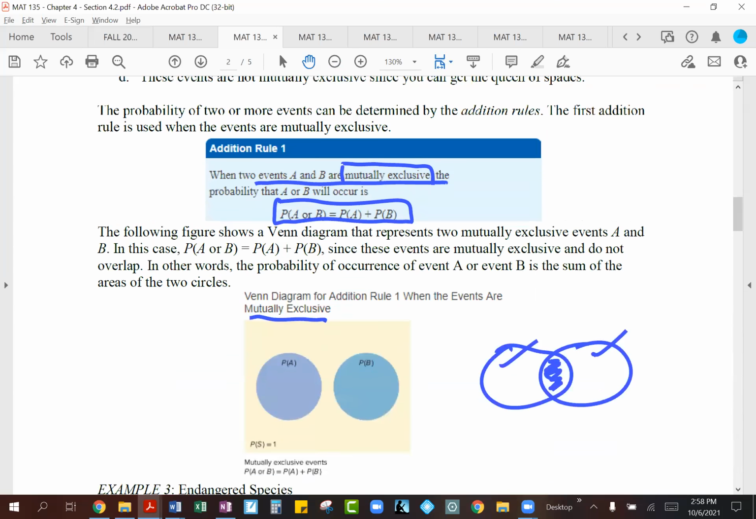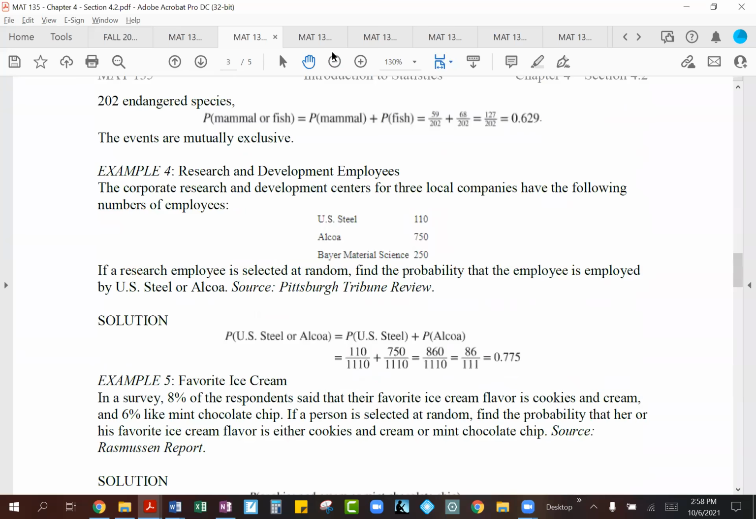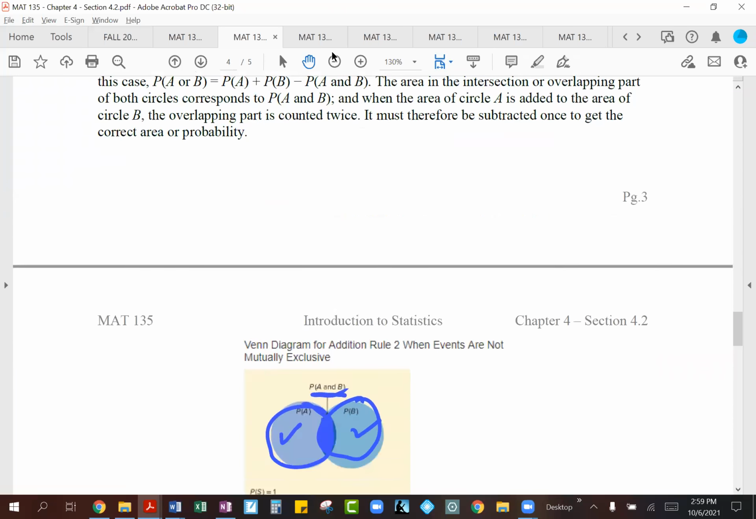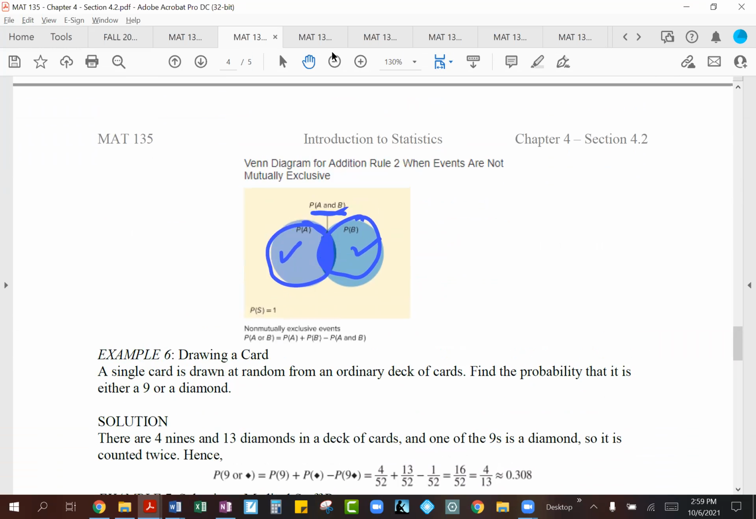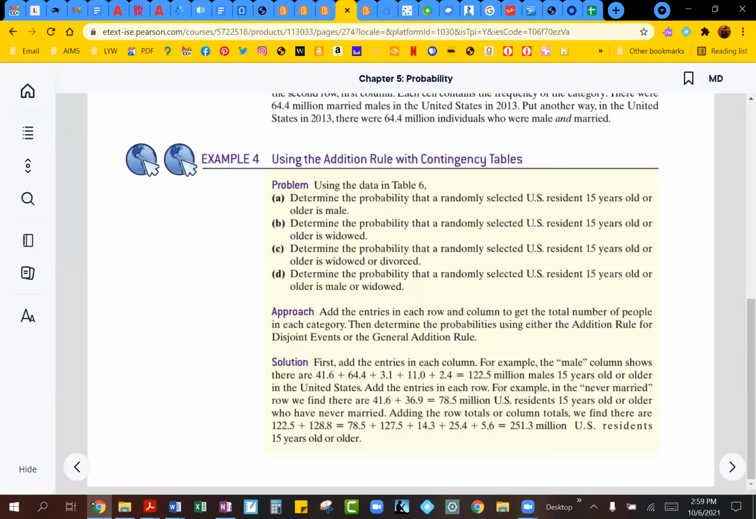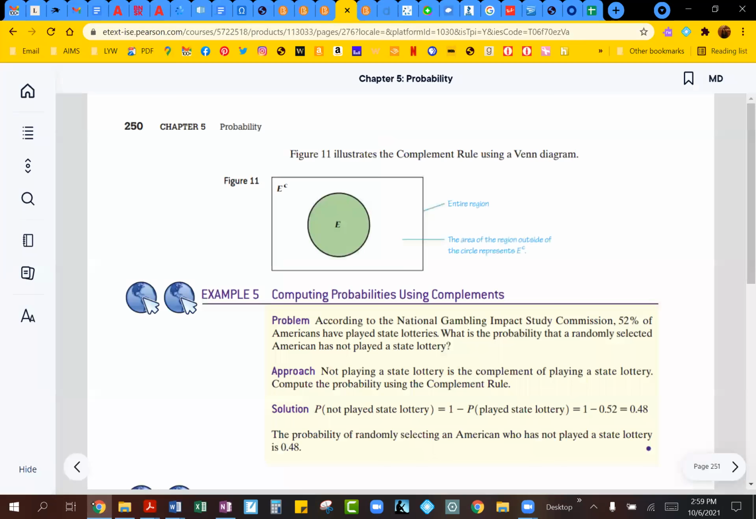So you will see with mutually exclusive, you just had to take the probability of A and add it with the probability of B. But with not mutually exclusive, we have to subtract the probability of A and B. And that is something we always have to consider when you are talking about probability for any event. So let's see if I can find us an example to look through for this.